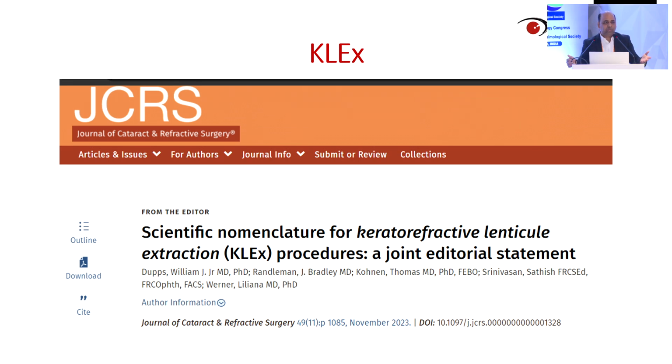Coming to the last procedure, KLX is a new term for all of us. Initially it was popular as the SMILE procedure with the Visumax machine. With the newer machines, JCRS has decided to merge all of them, because Clear, Silk and SMILE are all the same. So JCRS has decided to give the nomenclature KLX, which is keratorefractive lenticule extraction. So all procedures are called KLX now.